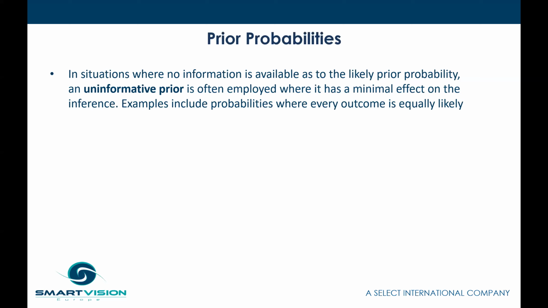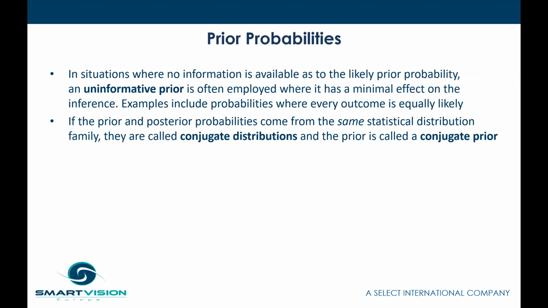So it's often employed where you have absolutely no clue as to what the prior values are likely to be, what the mean difference is likely to be, what the proportion of people who are going to vote is going to be, what the difference in blood pressure is, what the correlation value is. You've got no idea. So examples include probabilities where every outcome is equally likely. And if you imagine that as a distribution, it just looks like a flat line because it means every value is equal. It's a kind of uniform distribution.